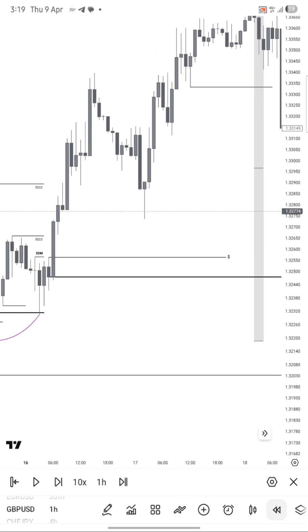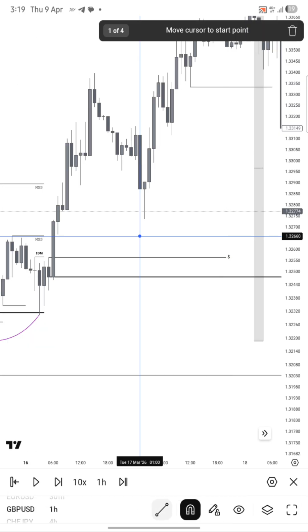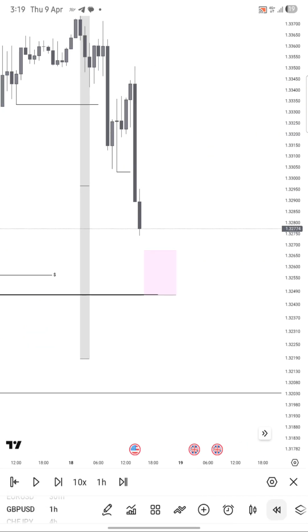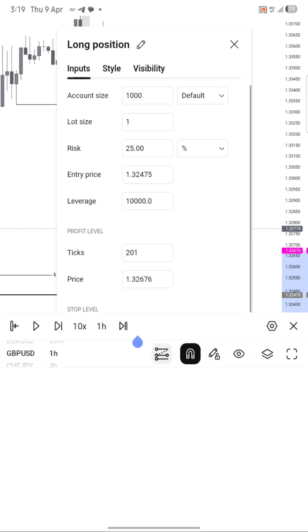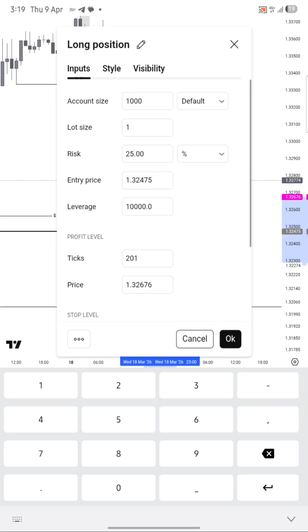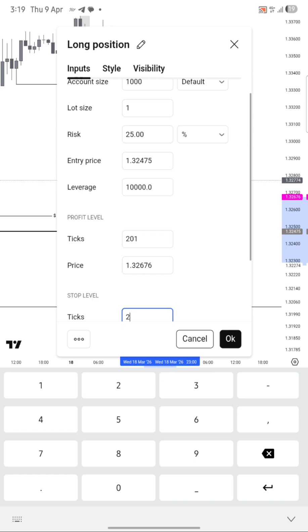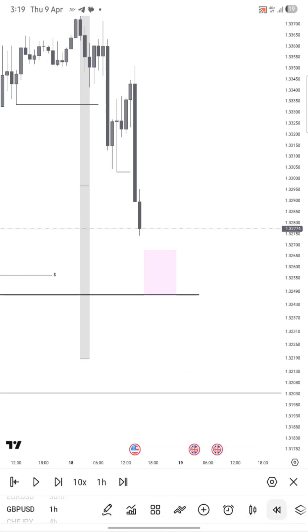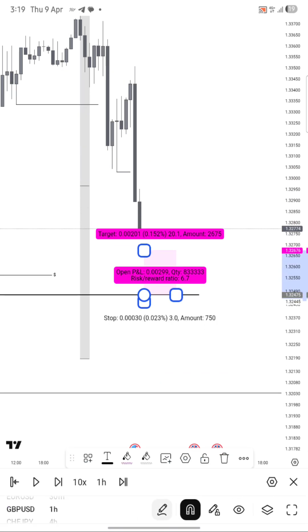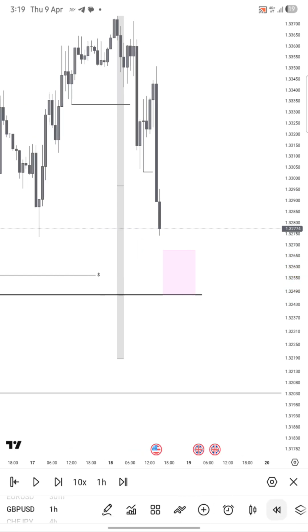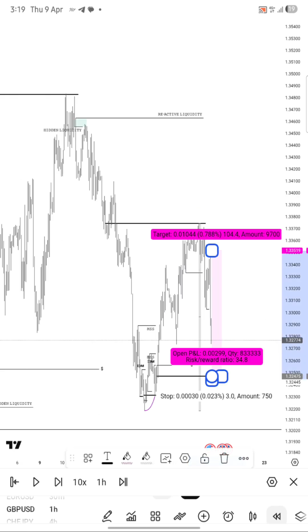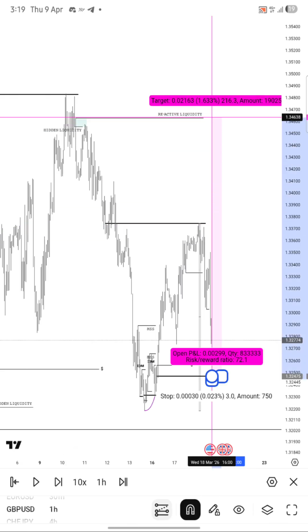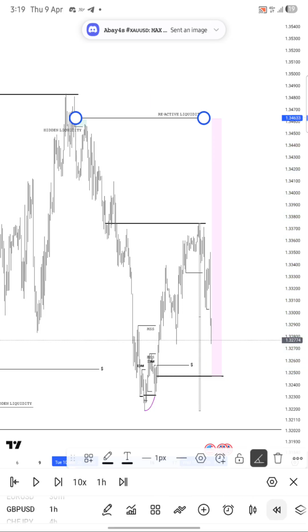and our stop loss could go 30 pips. Okay, I mean 3 pips, sorry. So also we will be targeting this reactive liquidity like this.